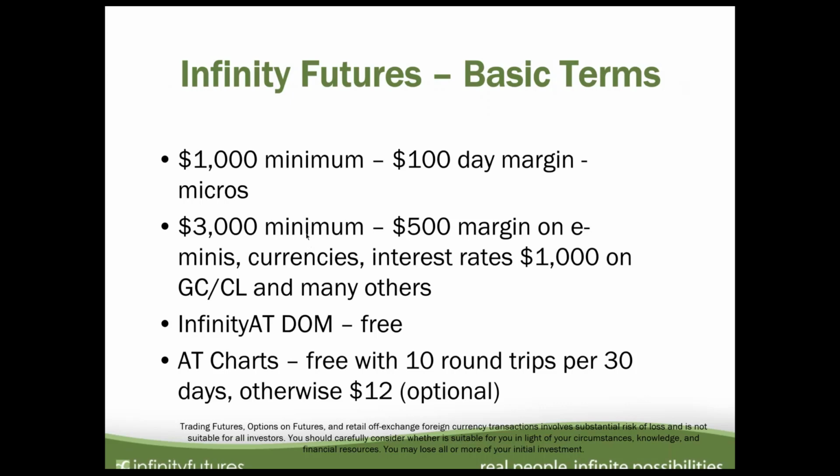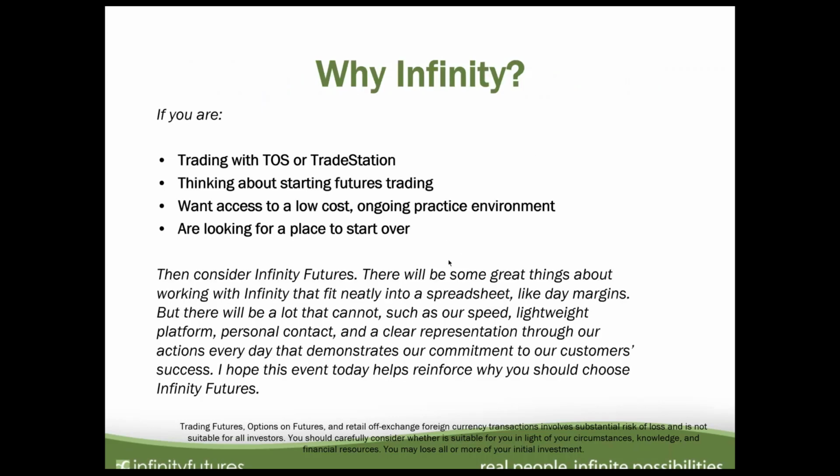Okay, a couple of basic things about Infinity, just for the people here who are newer to us. $1,000 minimum if you only want to trade the micros, $100 day trade margins, $3,000 for a regular account, including $500 on the E-minis, currencies, interest rates, and $1,000 on crude and gold. The Infinity AT Dome is free, always has been. AT Charts, which is the charting program that all this stuff is built in, is free with 10 round trips every 30 days. Otherwise, it's $12. It's optional. So if for some reason you don't want to use it, or you don't feel you're going to do 10 round trips in 30 days and you'd rather not pay for it, you can opt out of it entirely.